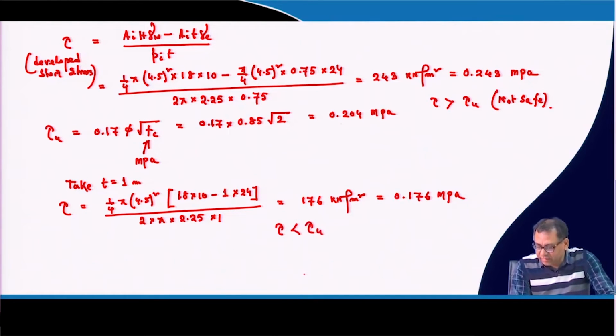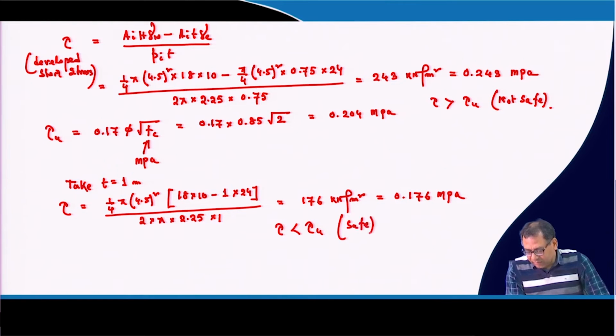Okay, tau u we will not change. So, tau u is 0.204 MPa, and tau is 0.176 MPa. So, it is safe against shear also.